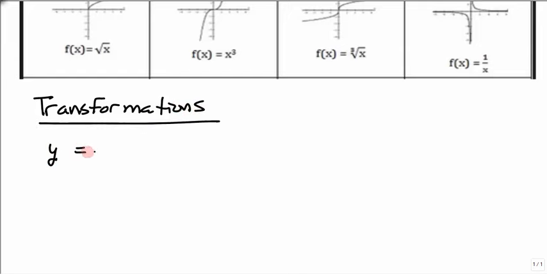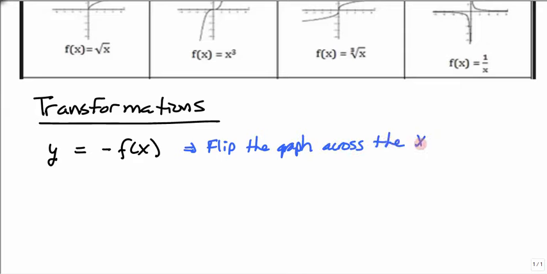So one graph that we could look at is negative f of x. So it would be taking any of these graphs and putting a negative sign out front. Well, the overall effect of this would be to flip the graph across the x-axis. So whatever was above, we flip below, and whatever was below, we flip above. So it reflects itself across the x-axis. So flip the graph across the x-axis. Another way to say it is to reflect across the x-axis.